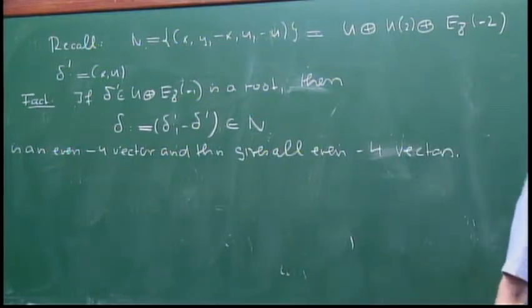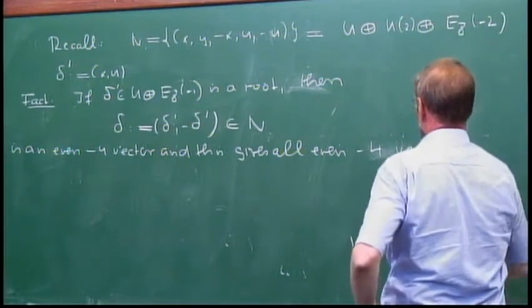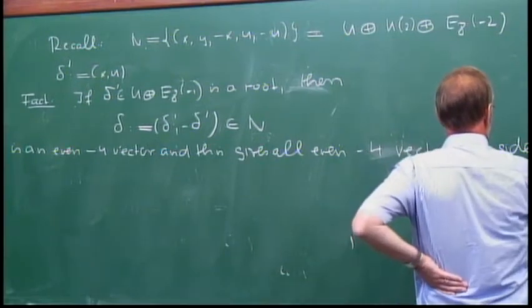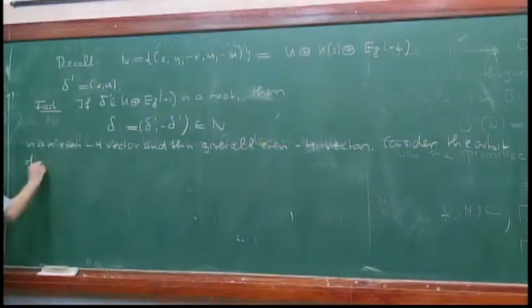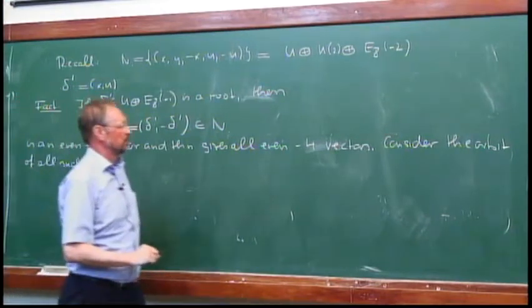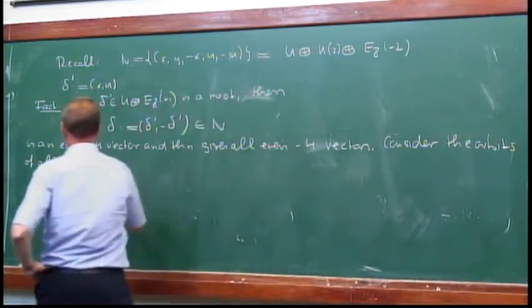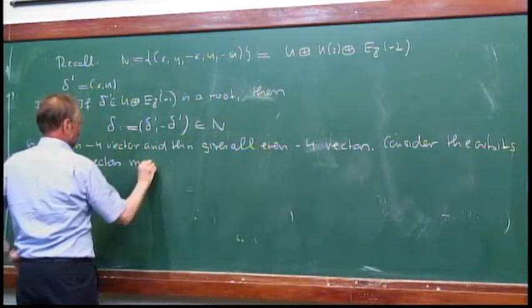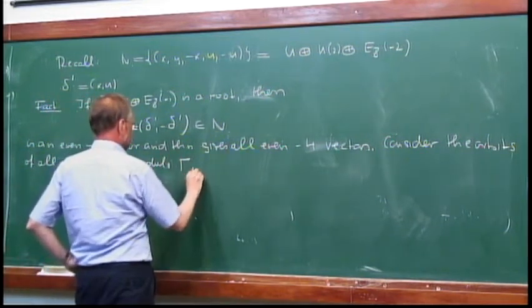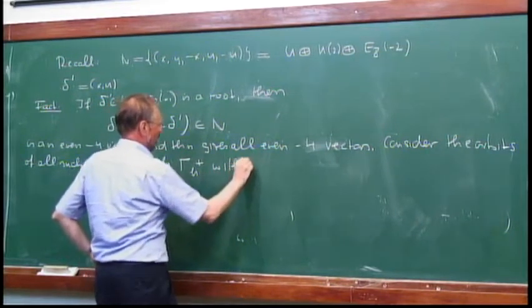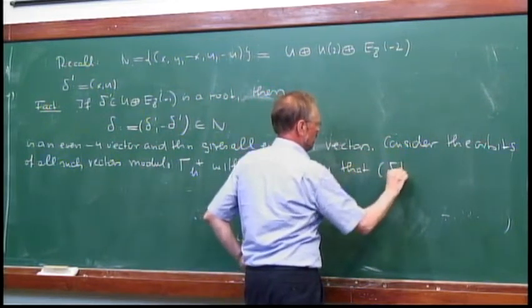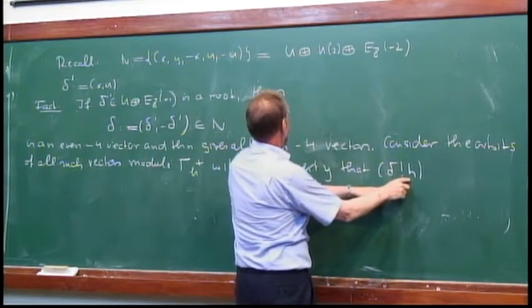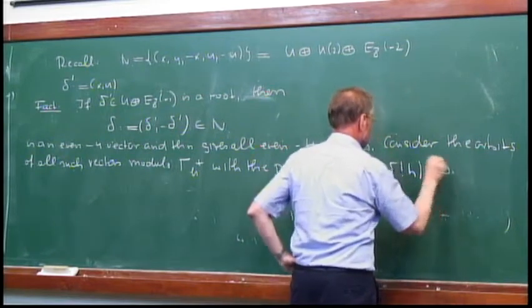Yeah? And now I want, with respect to my smaller group, gamma h plus, consider the orbit of all such vectors modulo gamma h plus with the property that delta prime dot h, these are both elements in m1 half, is 0.